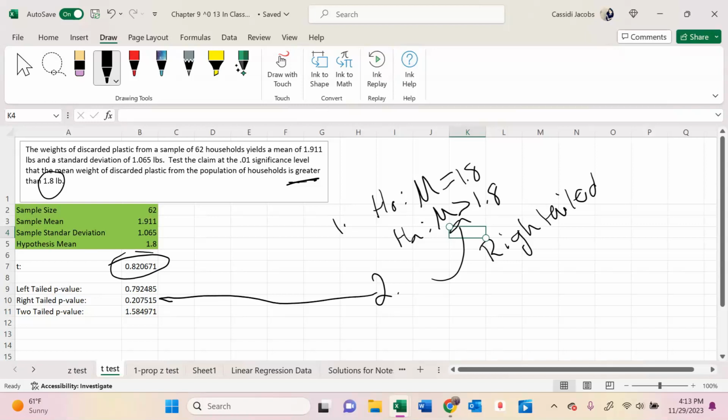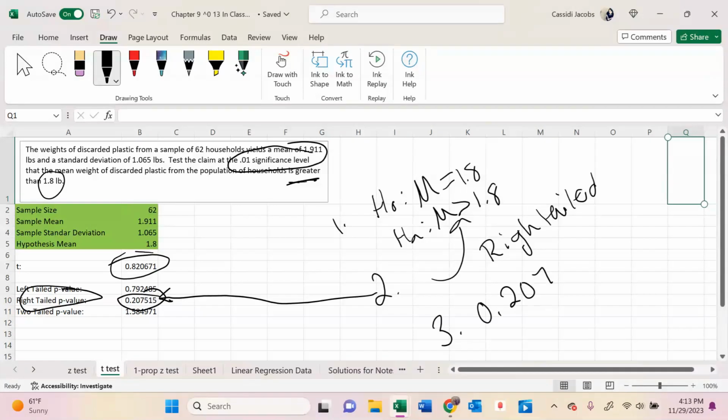So we're looking here in the Excel for the right-tailed p-value. So in step 3, that's what we're comparing to our significance level. So here we have 0.2075 is greater than 0.01. So we're going to fail to reject the null.